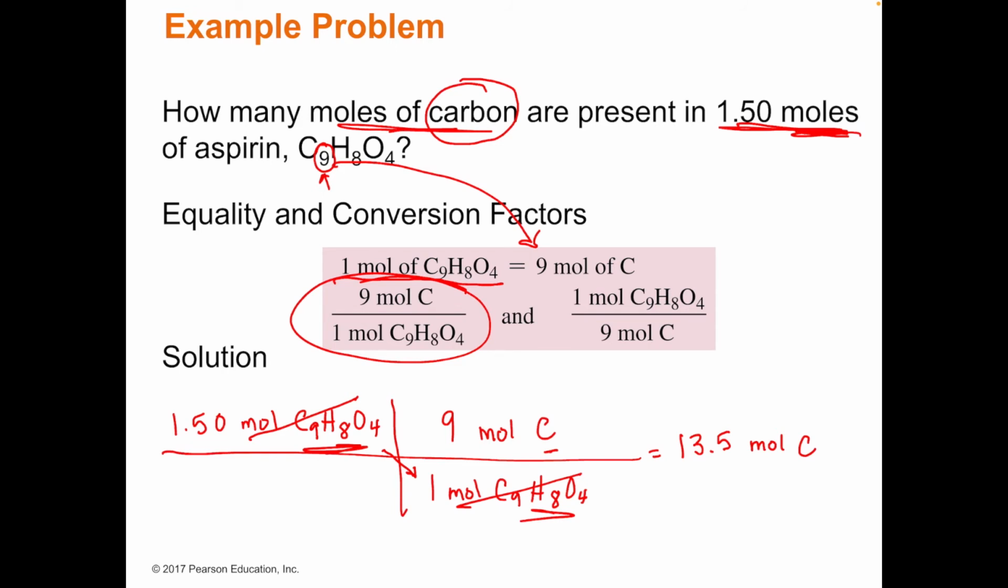So it's important that you're not just writing moles, or even worse, just writing numbers, because you won't know if your units are canceling correctly. So it's always important to write the number, the unit, and the chemical every single time, so that you see that moles of aspirin cancels moles of aspirin, and we're left with moles of carbon, which is what we were trying to find up here. Okay?